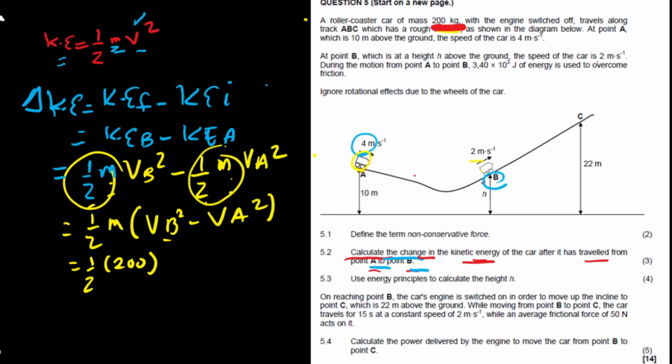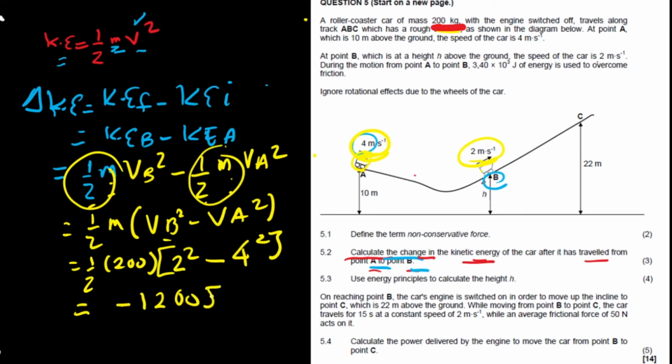So now we substitute. Velocity at B equals 2, so this is 2 squared, and then we minus velocity at A equals 4, so 4 squared. We can plug all this into the calculator. If you plug it into the calculator, this is going to give you negative 1200 joules.